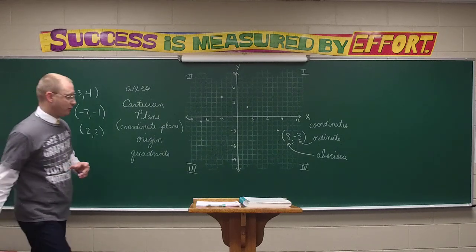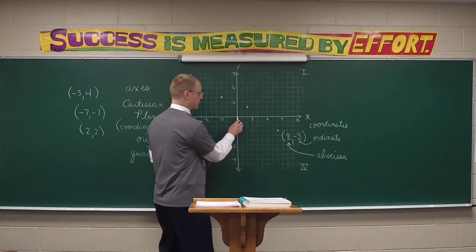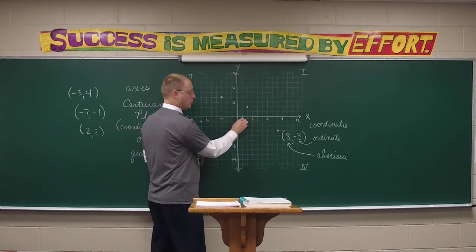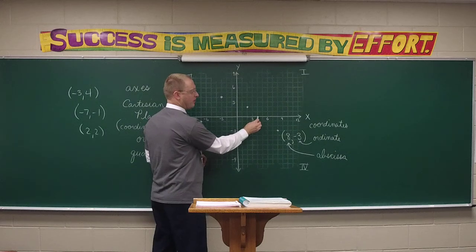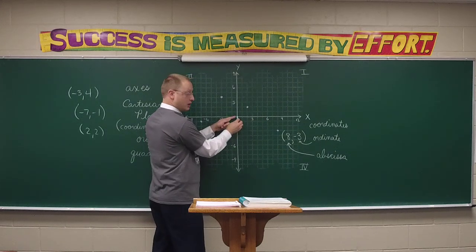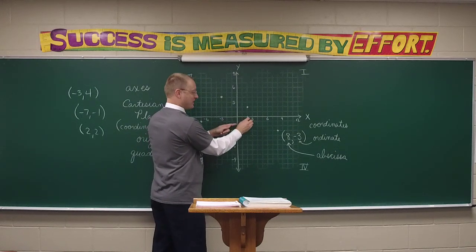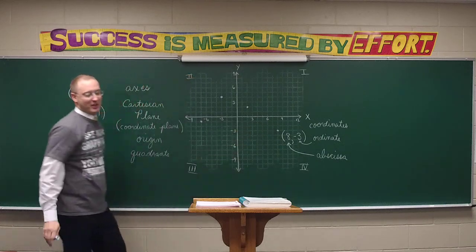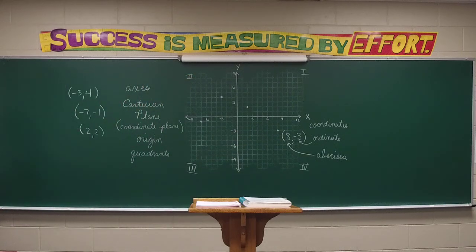I've seen students do this. They'll be like, okay, 1, 2, 3, 4, 5, 6. No, this isn't 1. This is 0. 0, 1, 2, 3, 4, 5, 6, and so forth. So just remember that as you're labeling. Go get your Cartesian plane set up.